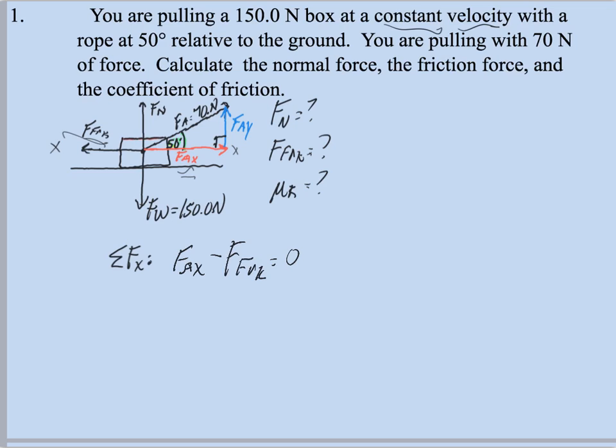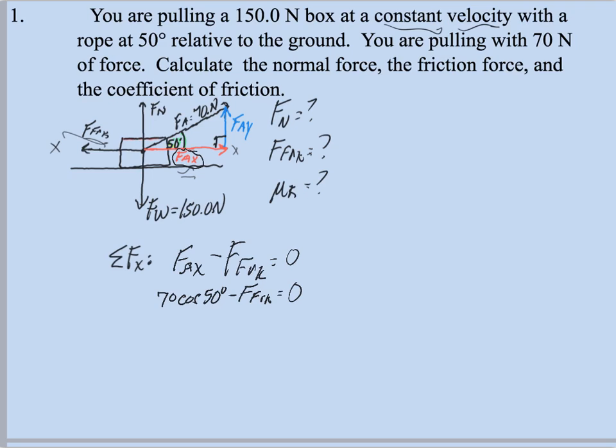Well, how would we calculate the x component? It looks like it's the adjacent side to the 50 degrees. And we know the hypotenuse is 70. So if I know the hypotenuse is 70 and I know the angle, I can use cosine of the angle times hypotenuse to find the x component. So that would be 70 cosine 50 degrees minus my unknown, my friction force. I know that equals 0.